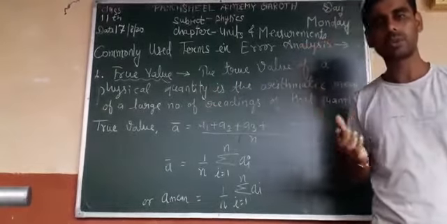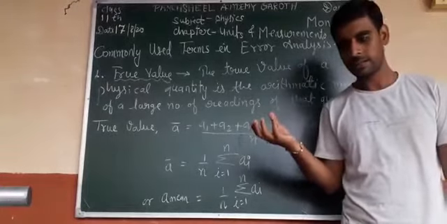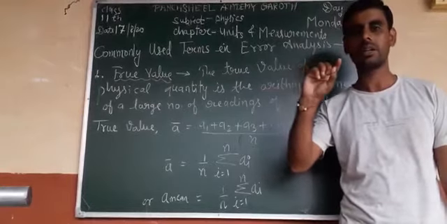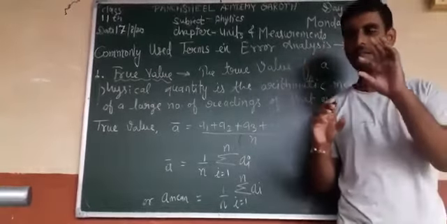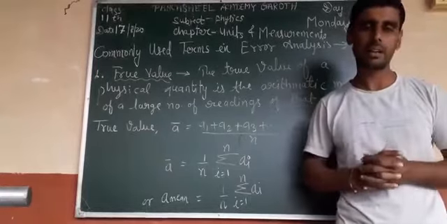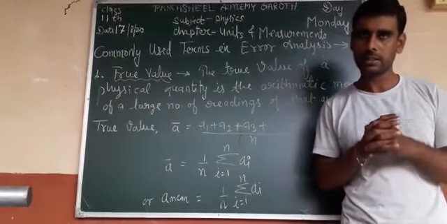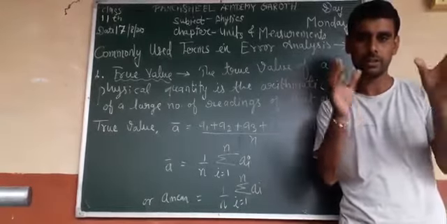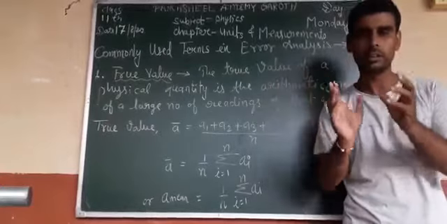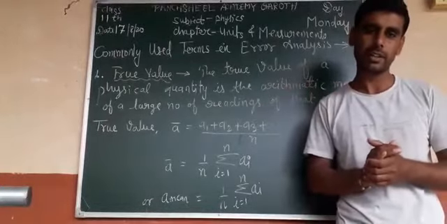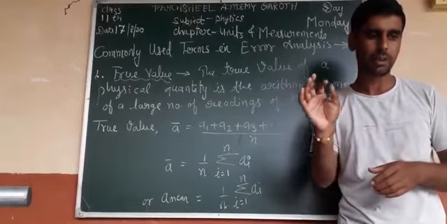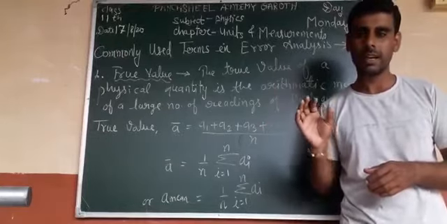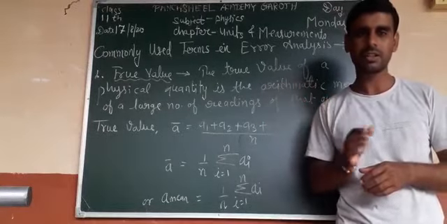Suppose you are measuring the diameter of a given wire using a screw gauge. आप स्क्रू गेज से किसी बहुत पतले वायर का डायमीटर मेजर कर रहे हैं. ठीक है, and you take a number of readings: first reading, second reading, third reading, fourth reading. It means there are variations in the readings. Suppose 1.38 mm, 1.35 mm, 1.44 mm, and like this there are variations in the reading.